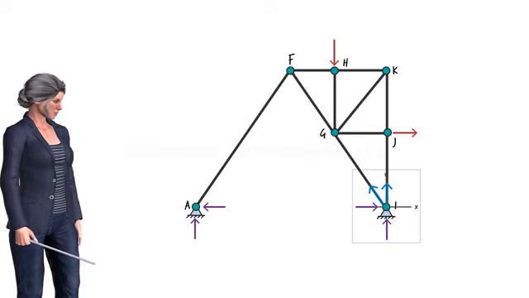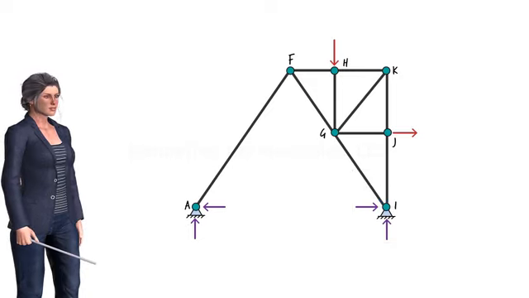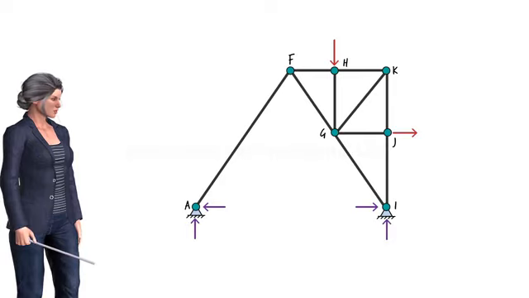Finally, at joint I, the existing four forces create multiple force components along both axes. Therefore, neither of the two member forces or the support reactions can be said to be zero. Now it's your turn. Identify the zero-force members in the following trusses.